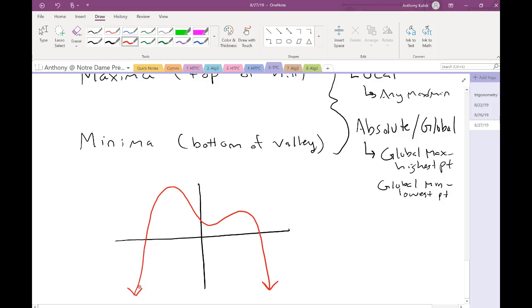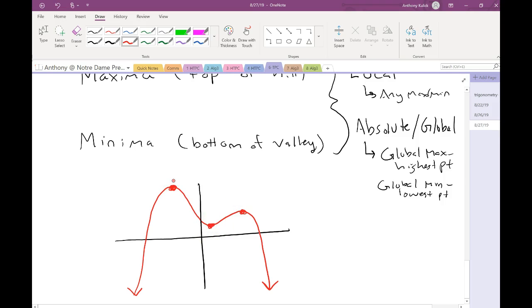So let's look at this graph here. How many extrema do you see? Again, extrema is the generic term for a maximum or minimum. I see 3. Does everybody see 3? I see 1 here, I see 1 here, and I see 1 here.